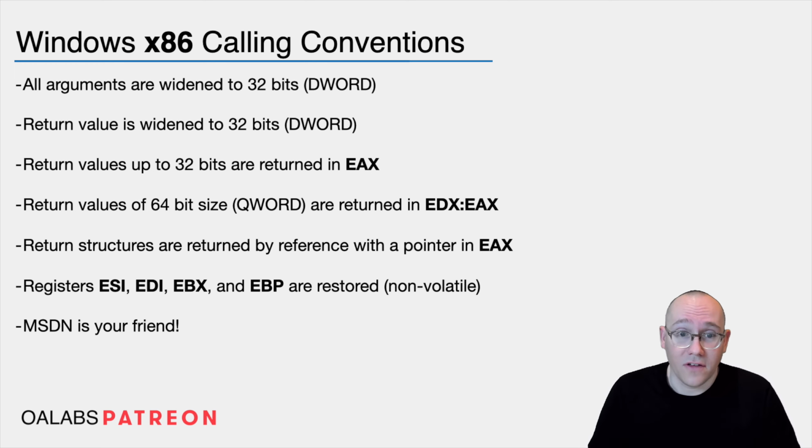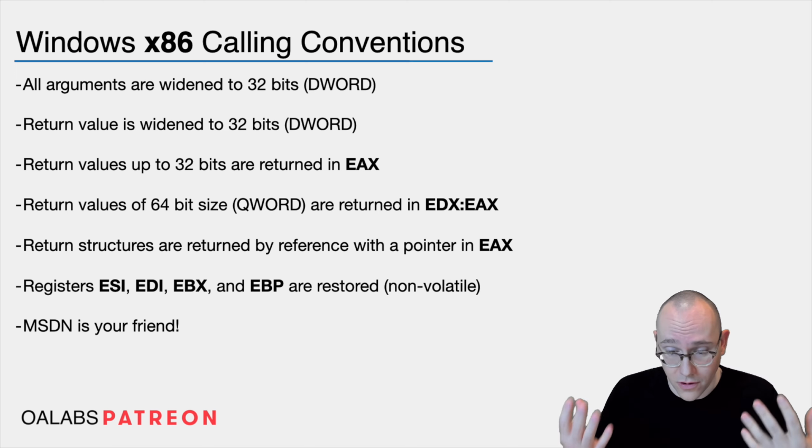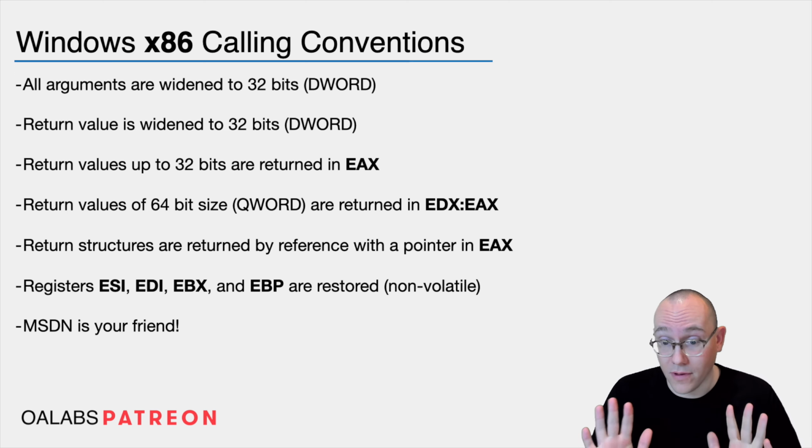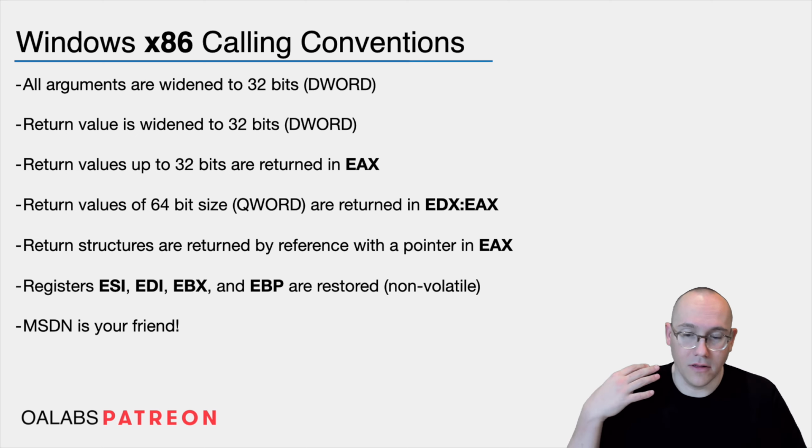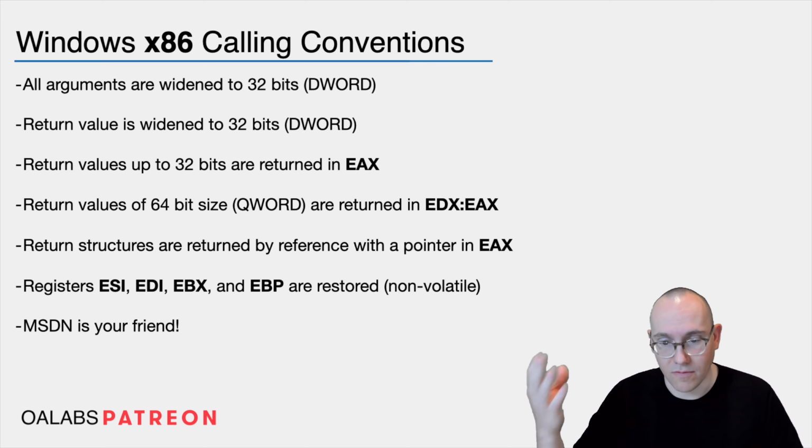Also, the registers ESI, EDI, EBX, and EBP are non-volatile. That means that they're not changed by the function call. The other registers can be changed by the function call, so you can't rely on those being constant, but you can rely on these ones being constant when you call a function. You're not going to have to save them yourself. You can rely on the function to save them for you.